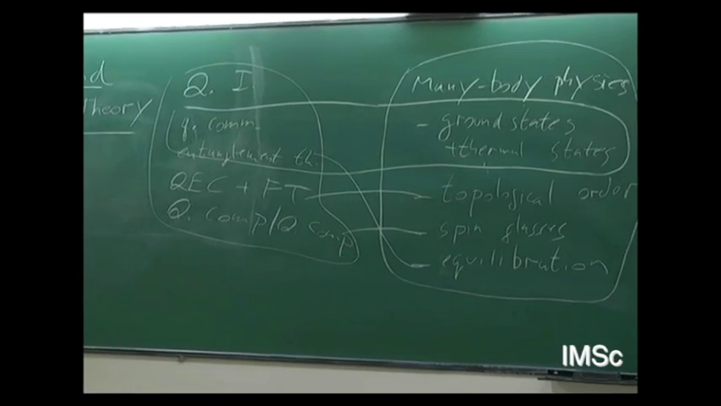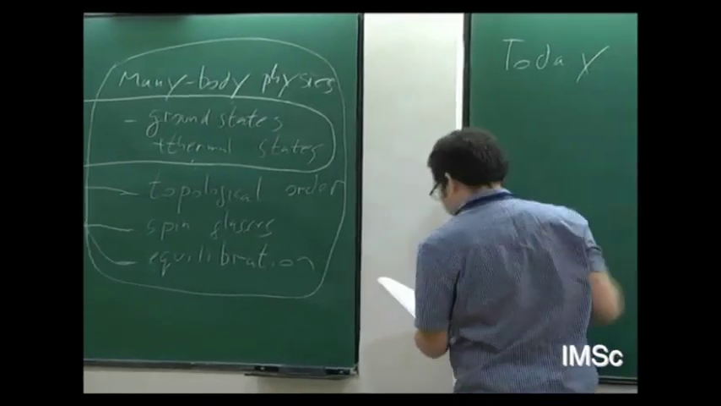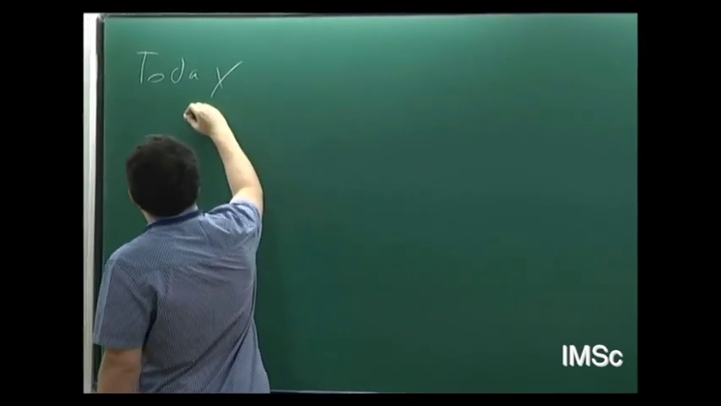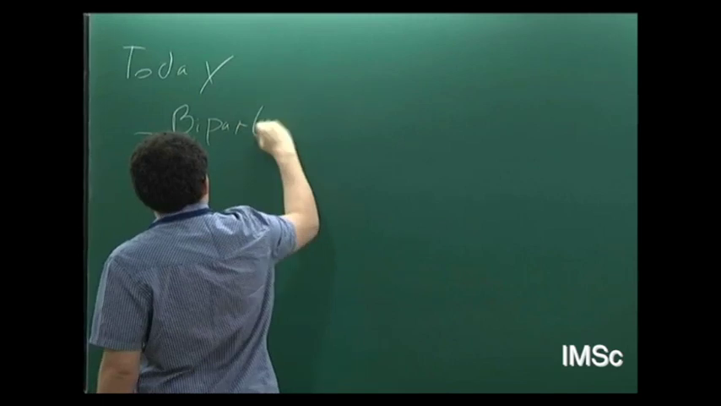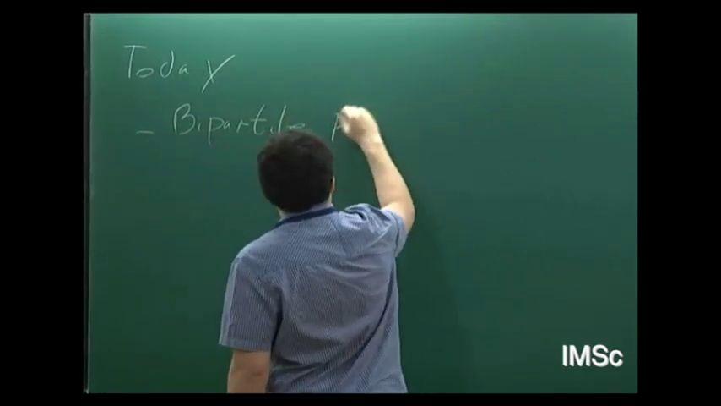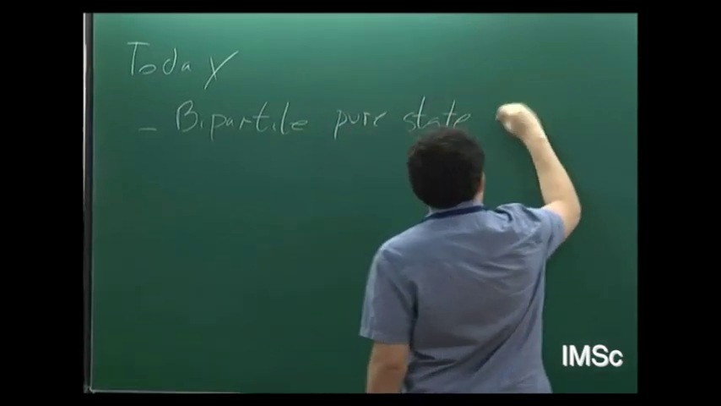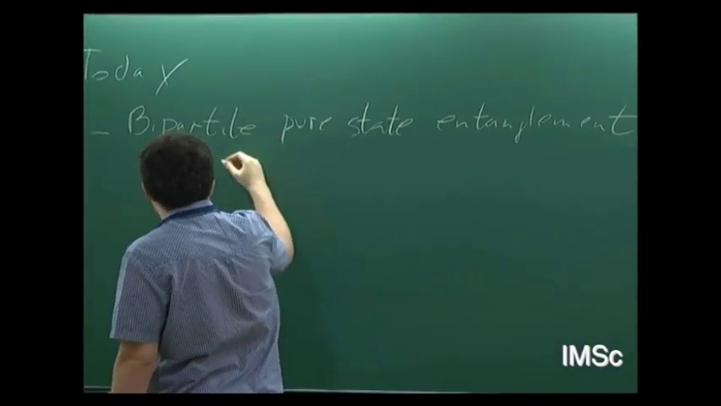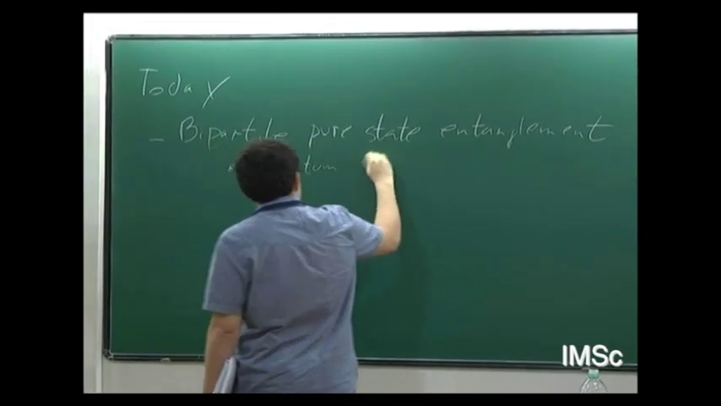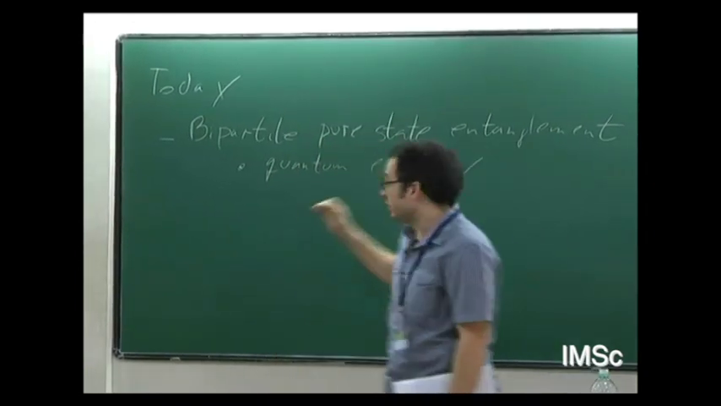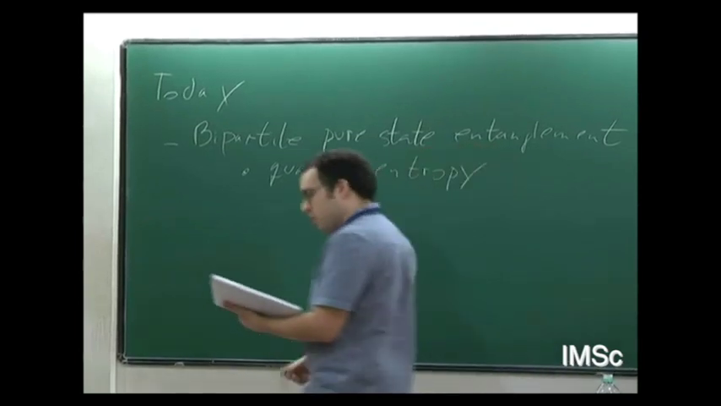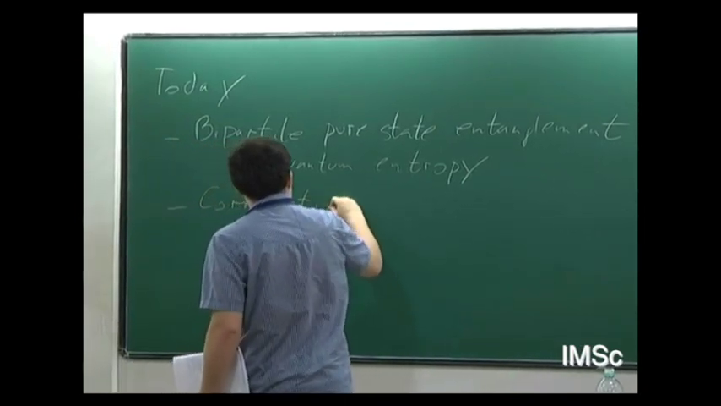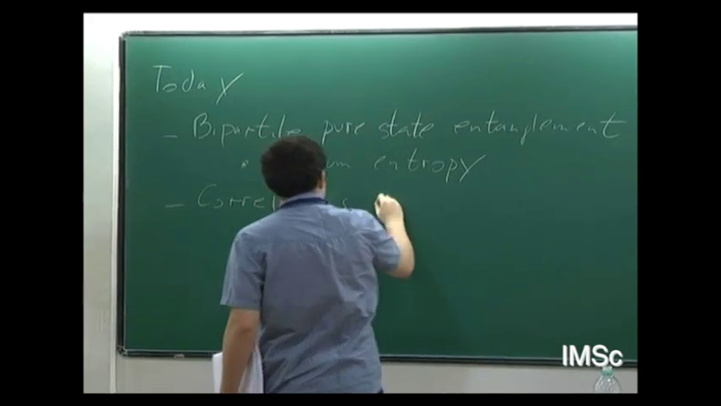But I have a plan for today's lecture, so let me tell you so that you see what's coming. So I want to start first introducing or reminding you, I'm sure many of you know this very well already, the concept of bipartite pure state entanglement. And we see that to understand this, we have to understand the quantum entropy. And we will study some properties of it. So Graham already told us something about this. I will repeat a few things and tell you a few things more. Then, more generally, I will show you briefly how we quantify correlations in quantum states.